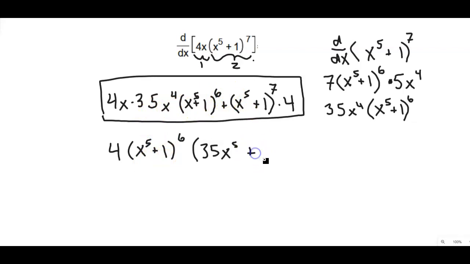And then we'd have plus, we have one more of these, so x to the fifth plus 1. And that should be it right there. Let me just make sure everything got put in there. All right, 4's been factored out.